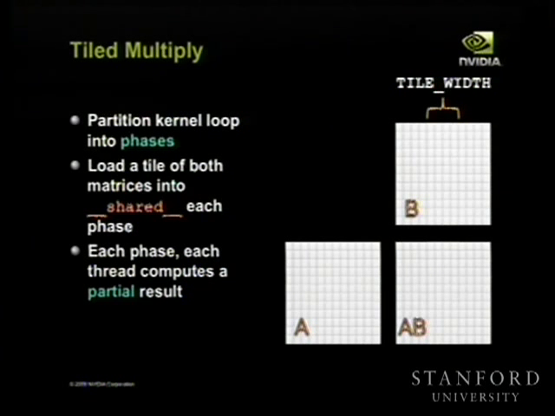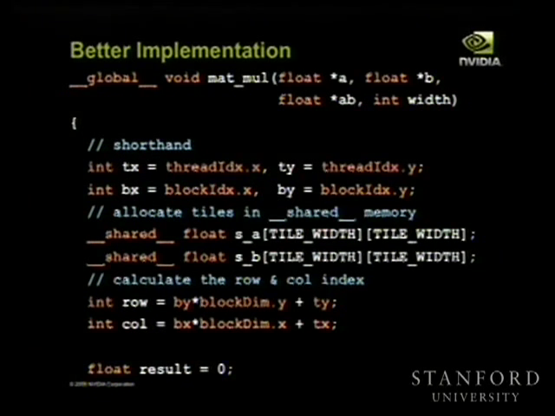And to basically do that, we're going to partition our kernel loop into phases of operation. And so the idea here is that we're going to load a tile of data from both A and B into the shared memory space. We're going to do that once per phase. And then in each phase, each thread is going to produce a partial result. And basically, as we iterate over phases, finally we will have a final result at the end of the day. Okay? So let's take a look at a slightly better implementation.